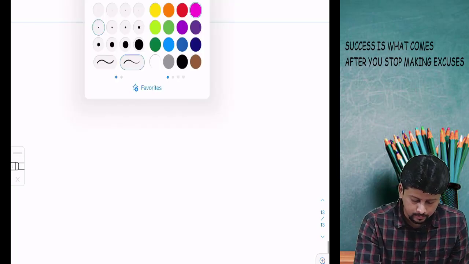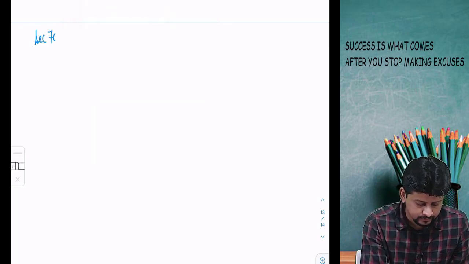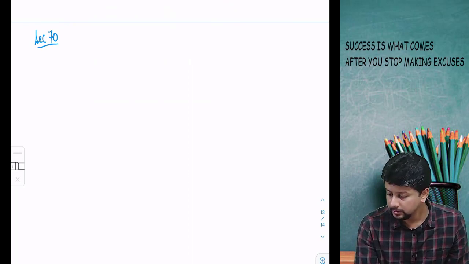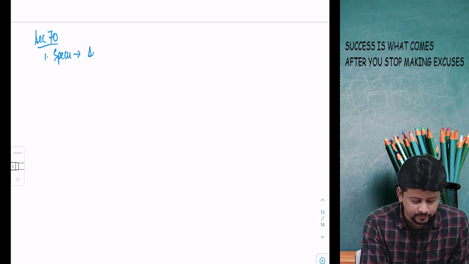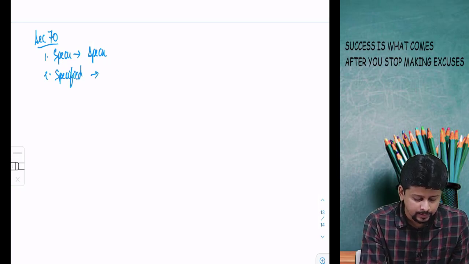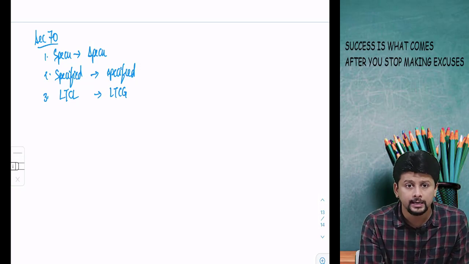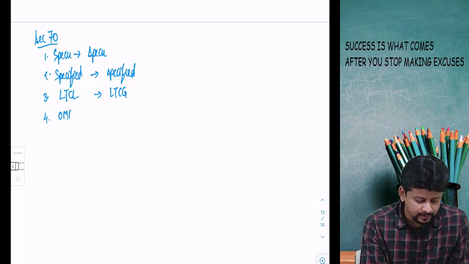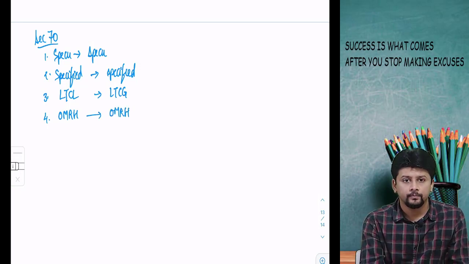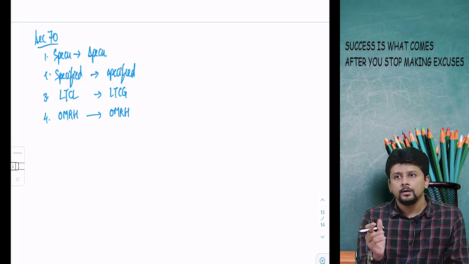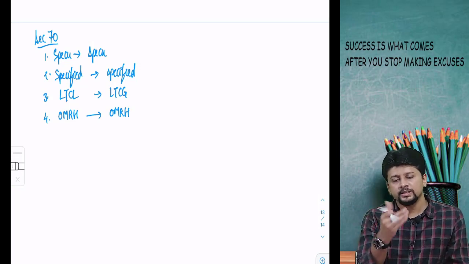A quick summary of section 70 would be the restrictions that I have to remember: speculation loss against speculation profit only, specified business loss against specified business profits only, long-term capital loss against long-term capital gains only, and owning maintaining racehorse loss can be set off against owning maintaining racehorse profits only. Everything other than this is normal thinking. Take a loss, find the profit, both fall under the same head, do the set off.